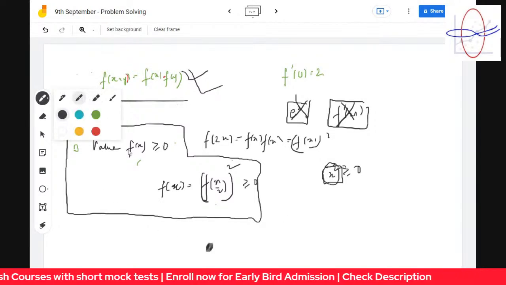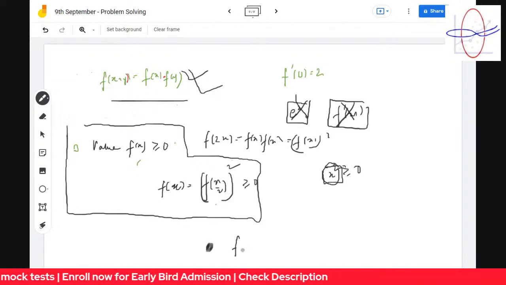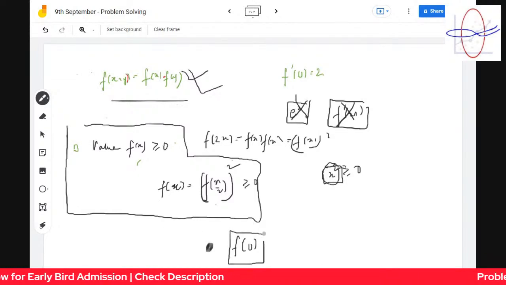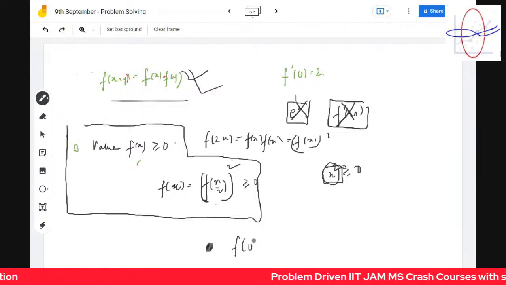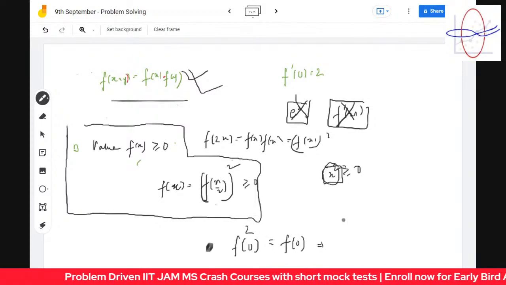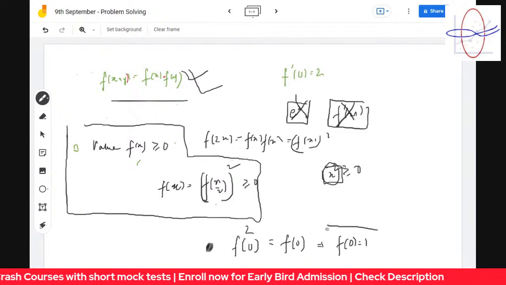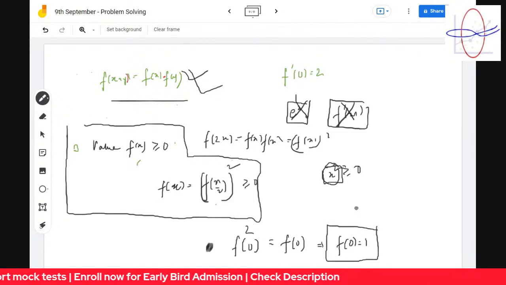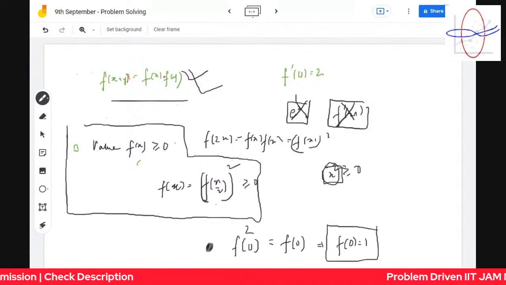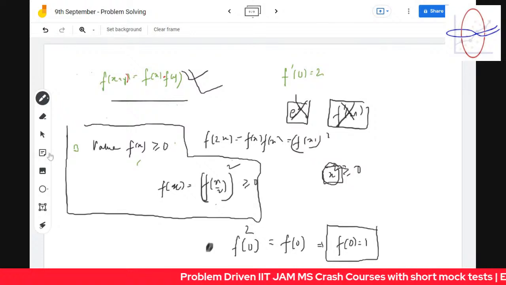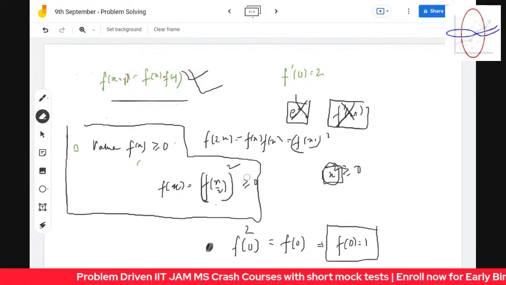f of trivial values. Let's find out f of 0. What is f of 0? Put x equal to 0, y equal to 0, you get f of 0 square is equal to f of 0. From here, since no value takes 0, f of 0 must be equal to 1. So we got f of 0 is equal to 1 and f of x is greater than or equal to 0 always. And it's actually greater than 0 because no value will take 0, it's given. So it's always greater than 0.